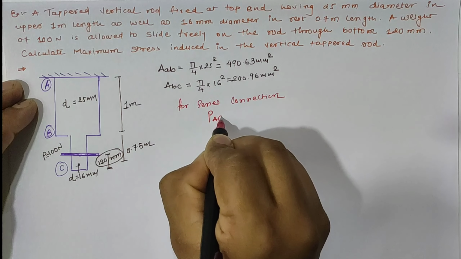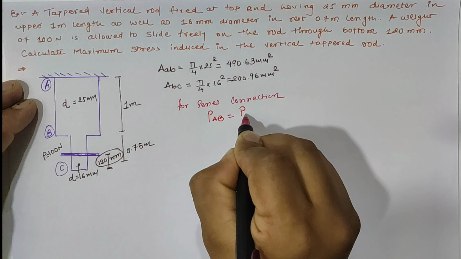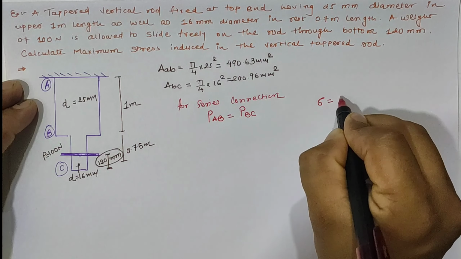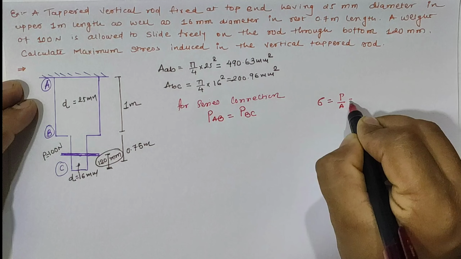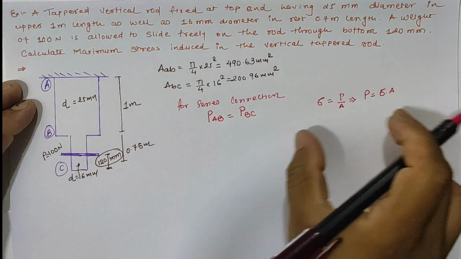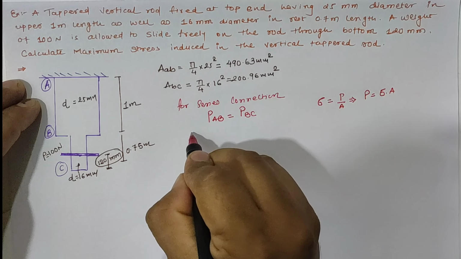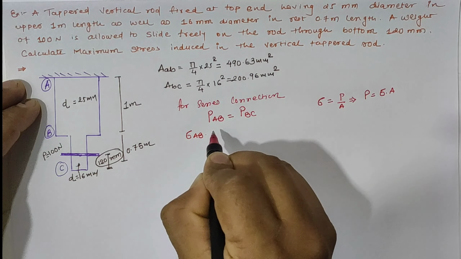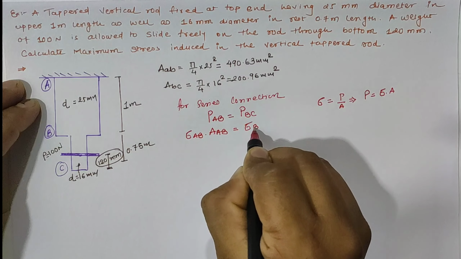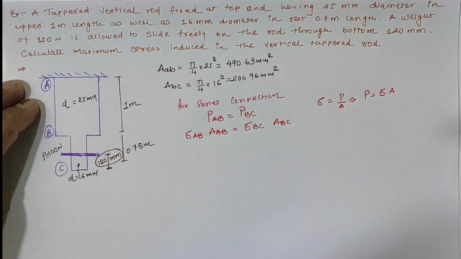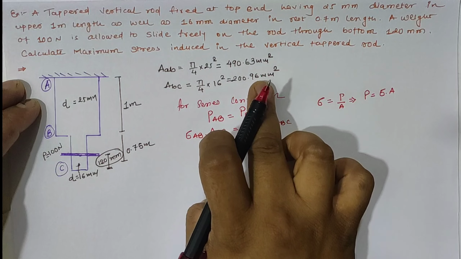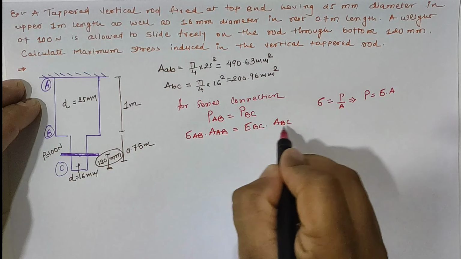and for a series connection, the force in part AB must be equal to the force in part BC. Now we know that stress is force divided by area. It means force can be calculated by stress into area. So putting force as stress into area, we have stress in AB times area of AB, which is equal to stress in BC times area of BC. We have the areas of both parts as 490.63 and 200.96. So let us put these values in this equation.